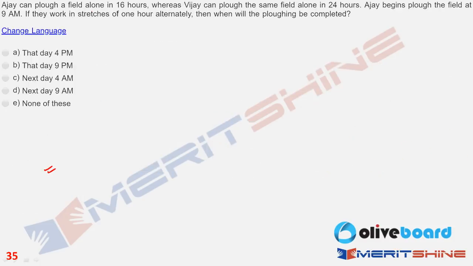Ajay can plow a field alone in 16 hours. Vijay can plow the same field in 24 hours. Ajay begins to plow the field at 9 am. If they work in stretches of 1 hour alternately, when will the plowing be completed? So Ajay takes 16 hours, Vijay takes 24 hours. How do we do these questions?